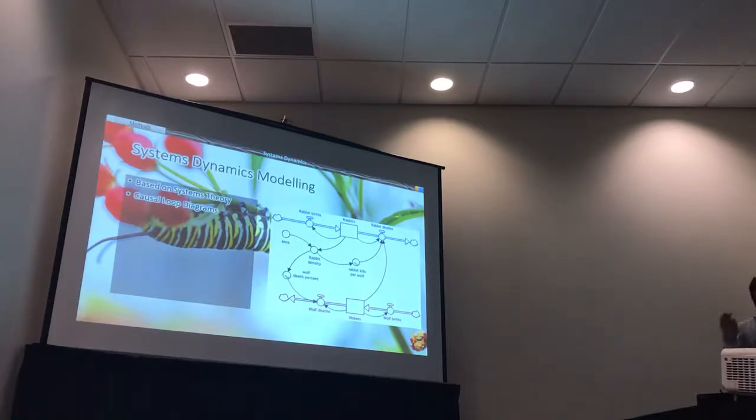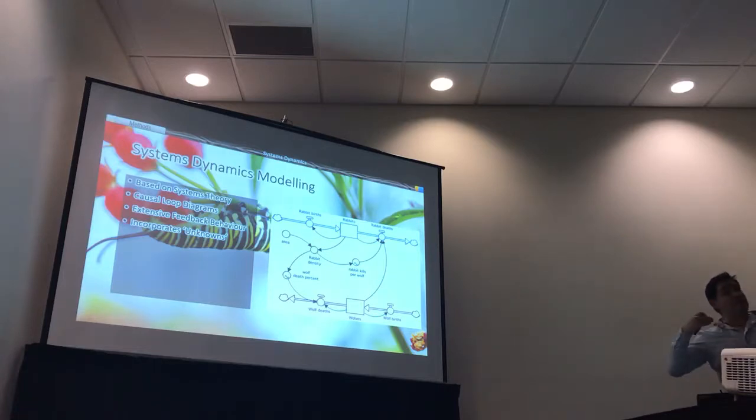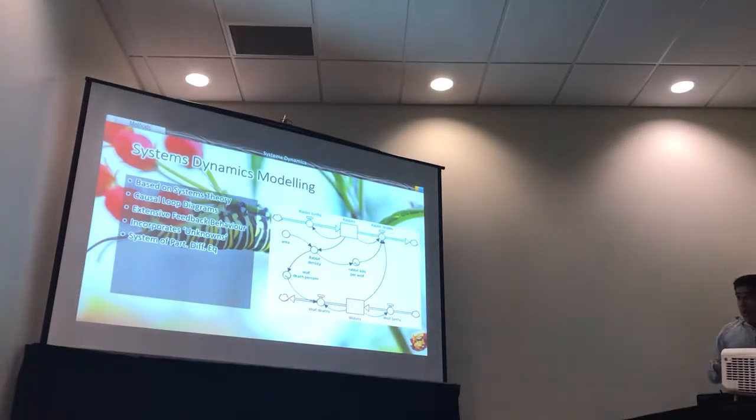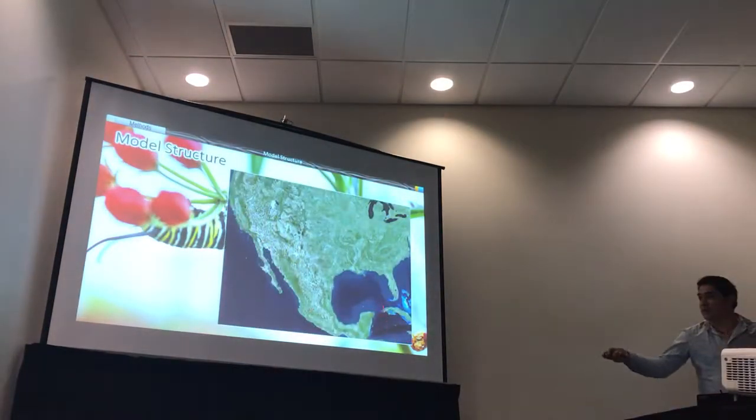So we are looking for causal loops for feedback behavior within the system, and that allows us to incorporate a lot of unknowns, which sometimes is really difficult in normal modeling techniques. Just for you to know, under the hood, this modeling technique is a system of partial differential equations.